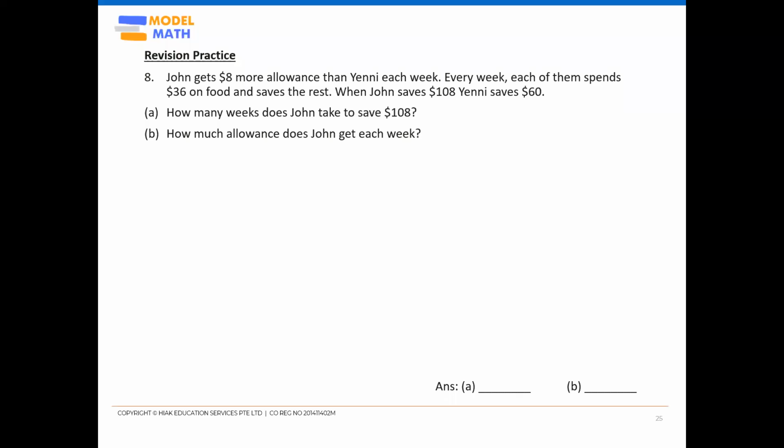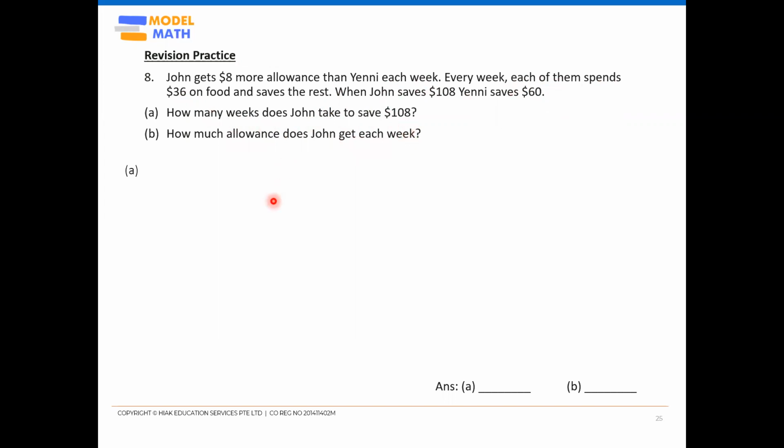John gets $8 more allowance than Yenni each week. Every week, each of them spends $36 on food and saves the rest. When John saves $108, Yenni would have saved $60. So how many weeks does John take to save $108?